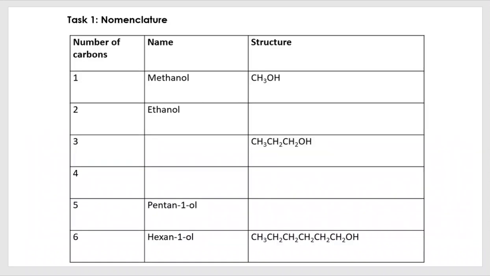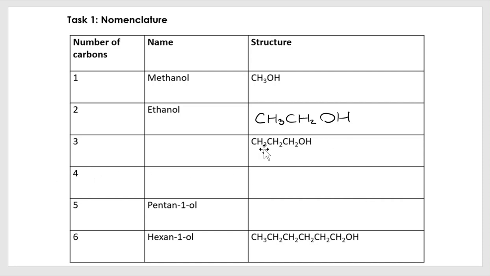So let's take a look at completing this table to begin. And we've got methanol completed there, CH3OH. You'll see that's the structural formula, not the display formula. And we're going to keep that going right the way through. So ethanol, eth, 2 carbons, and we have CH3, CH2, and the OH on the end. We don't need a number in ethanol because the OH will always be on the end of the carbon chain.